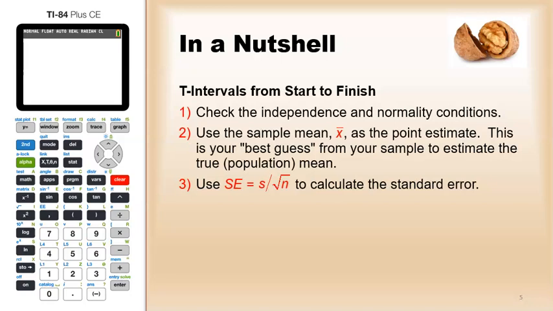We calculate the standard error using s over the square root of n, where s is the standard deviation and n is the sample size. So standard deviation divided by the square root of the sample size to calculate the standard error.